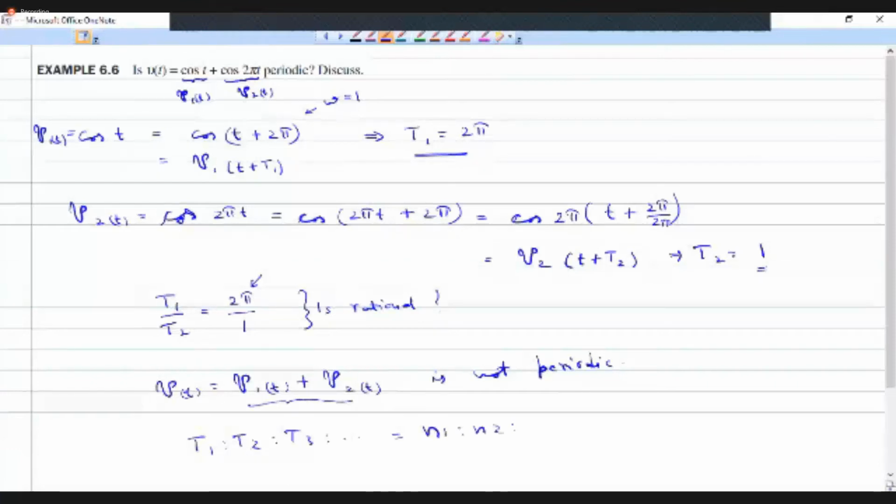If you can express it, then you find out the smallest integers by cancelling out the numerator and denominator, then cross multiply it, and you can find out the time period of this signal, which is represented as the sum total of all these signals.